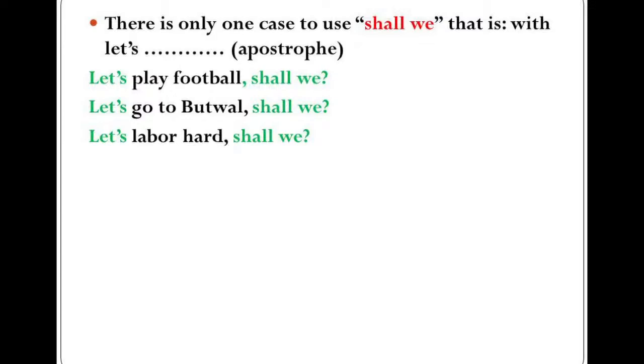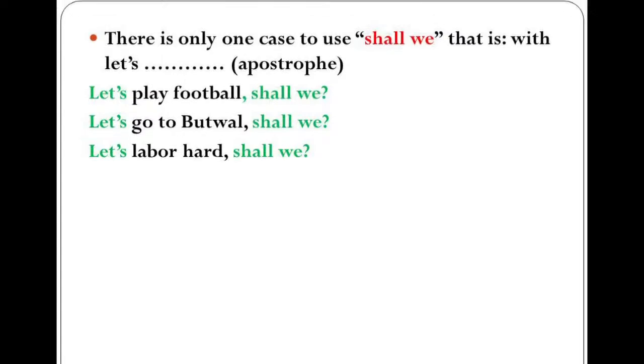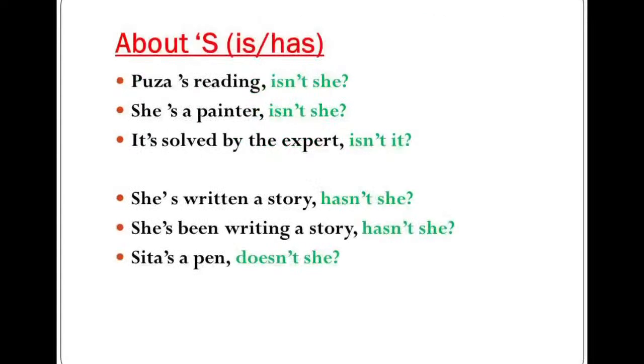Similarly, in our next slide we are going to discuss some more things. If there is apostrophe s, all of you be careful with apostrophe s, then we always use shall we. For example, let us play football, shall we? Let us go to Butwal, shall we? Let us labor hard, shall we? So this is the only condition where we use shall we. Except this, we will discuss more in our next slide.